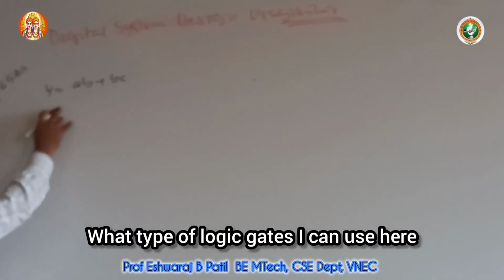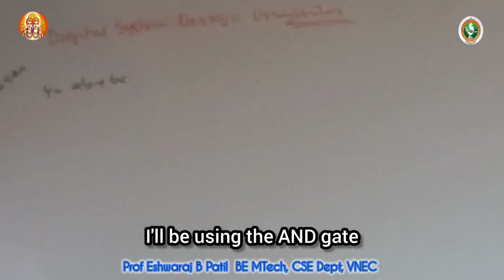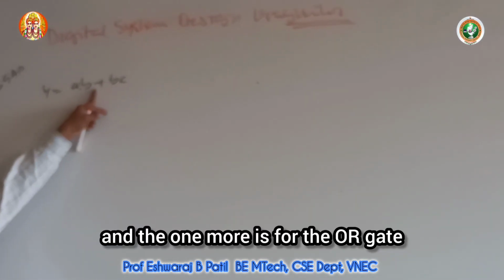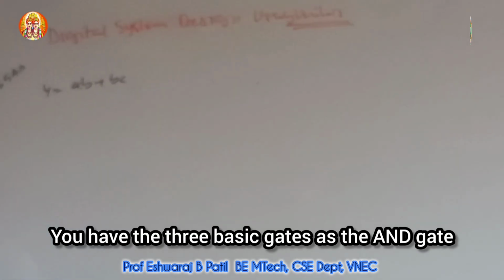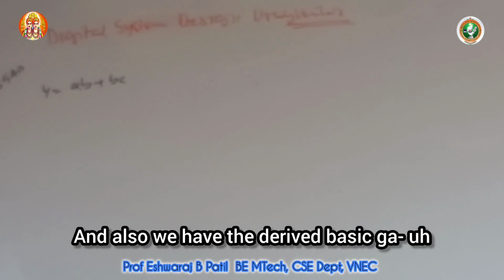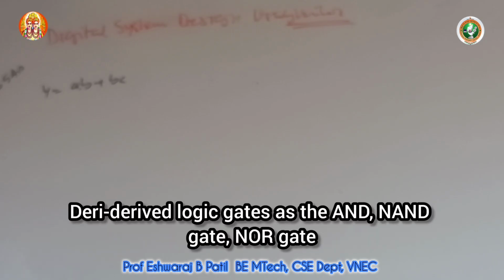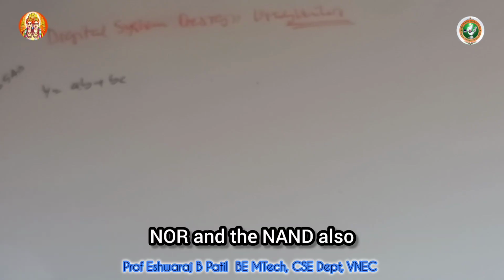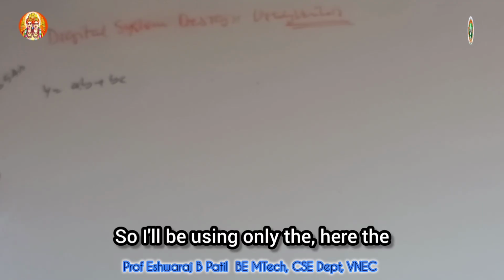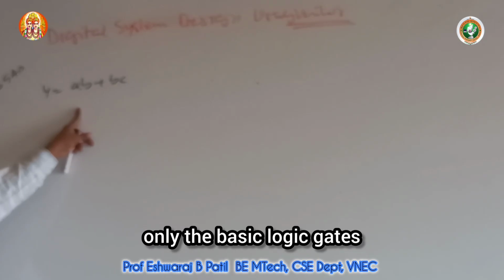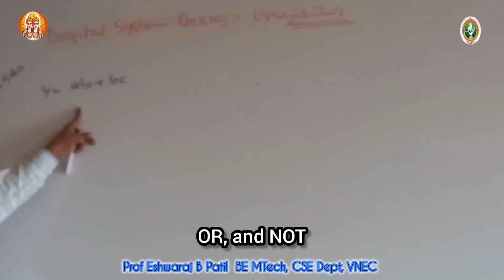What type of logic gates can I use here? For the dot product I'll use the AND gate, and for the plus I'll use the OR gate. We have three basic gates: AND, OR and NOT. We also have derived logic gates, the NAND gate and NOR gate, and some special logic gates like the XOR gate. For this Boolean function implementation I'll use only the basic logic gates: AND, OR and NOT.